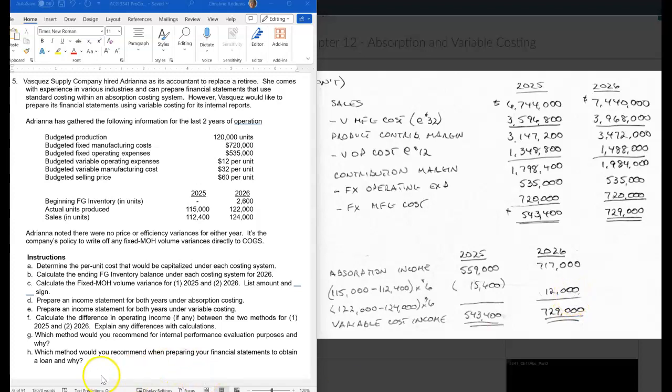The last couple of questions here. Which method would you recommend for internal performance evaluation purposes? That would definitely be variable costing, because you can see that volume variance doesn't exist. You're taking out your fixed overhead all the time because it's not really in the control of a manager. And for preparing financial statements to receive a loan, I would definitely do absorption costing only, because it's required by GAAP, so you don't have any choice. Okay, now I'm done.